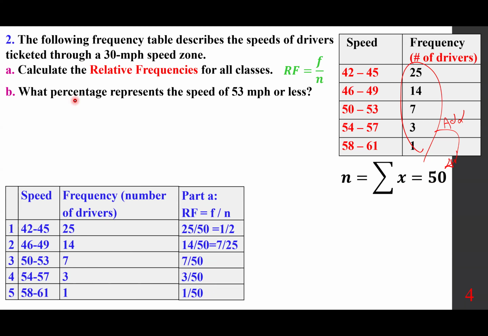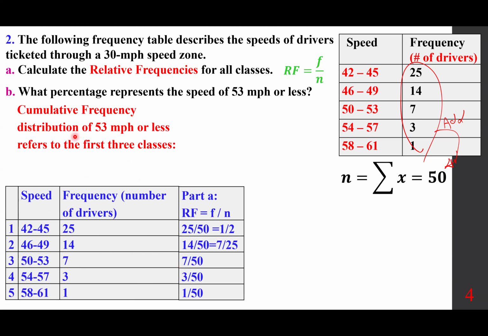What percentage represents the speed of 53 miles per hour? So you look up and you find 53 here. So the cumulative frequency distribution of 53 miles per hour or less refers to the first three classes. So when you look at the first three classes, what do we have here? 1/2, 7 over 25, 7 over 50. Those three.